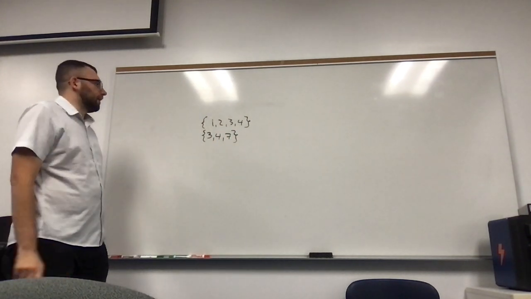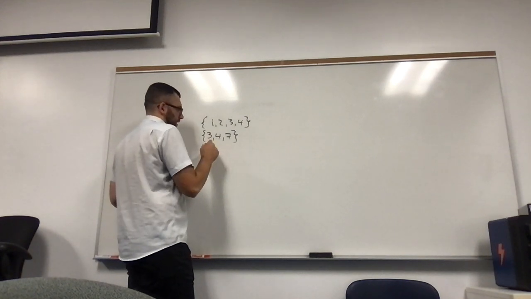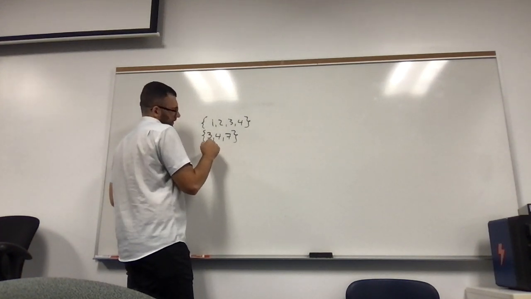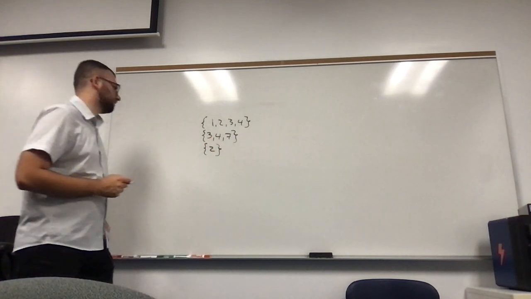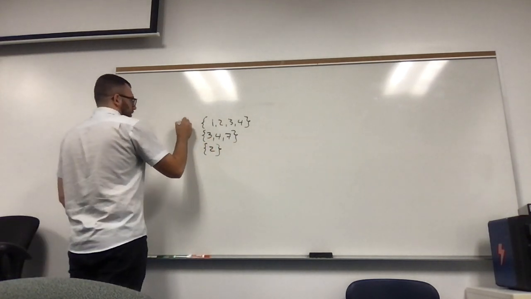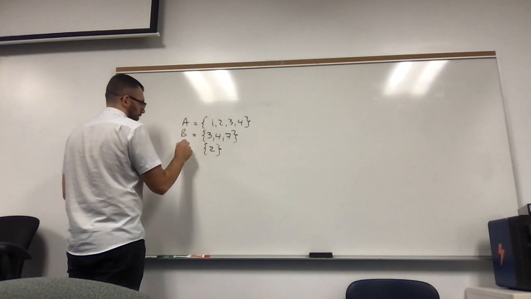Okay. And maybe I'll make one more set. Let's make the set that contains just the number 2. Cool. So I'm going to call this set A. I'm going to call this set B. And I'm going to call this set C.